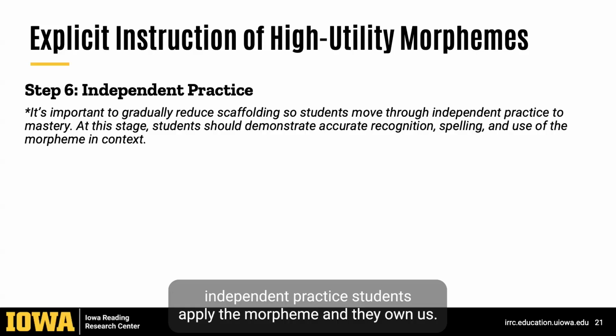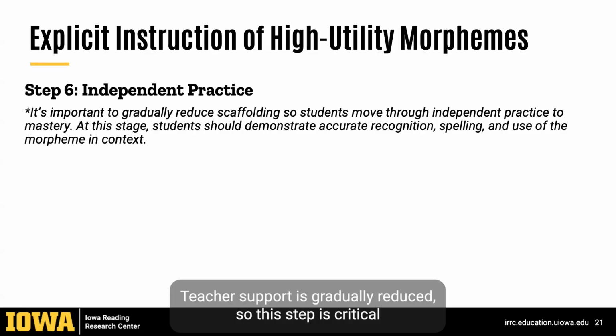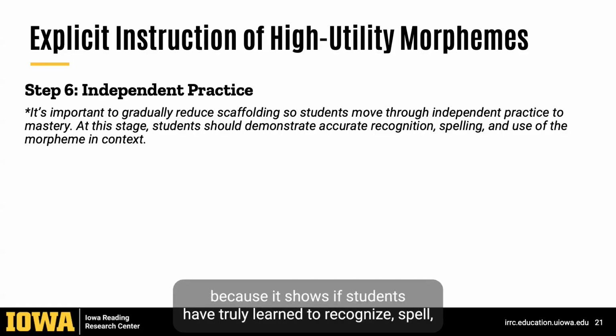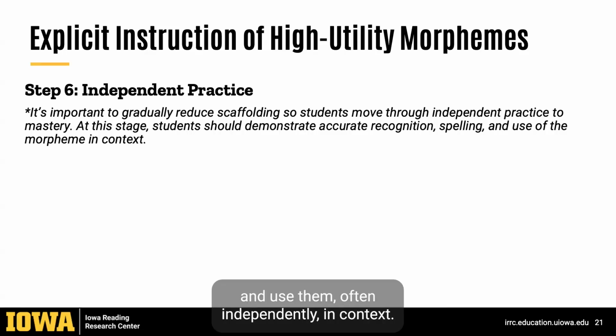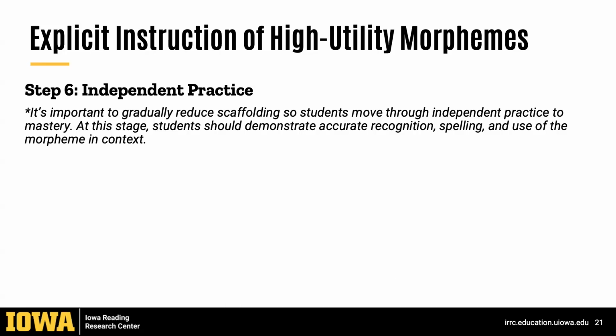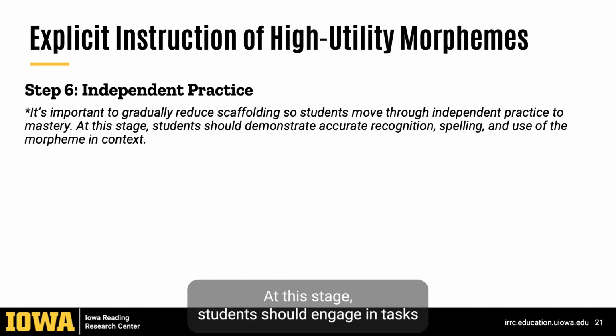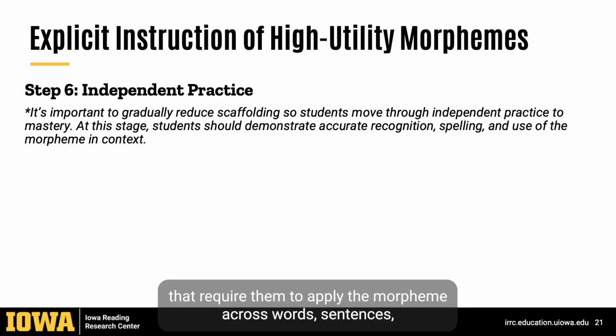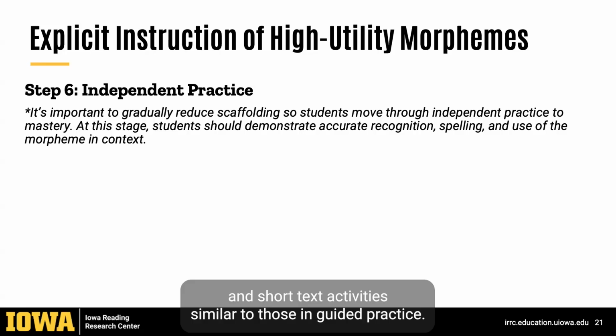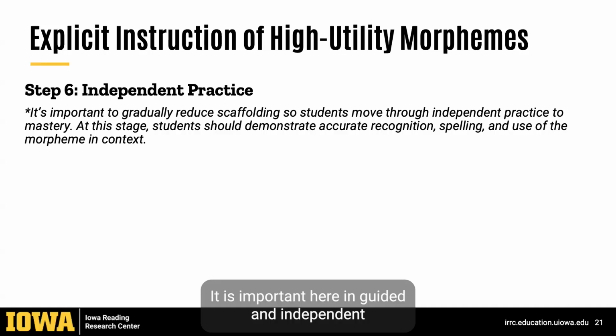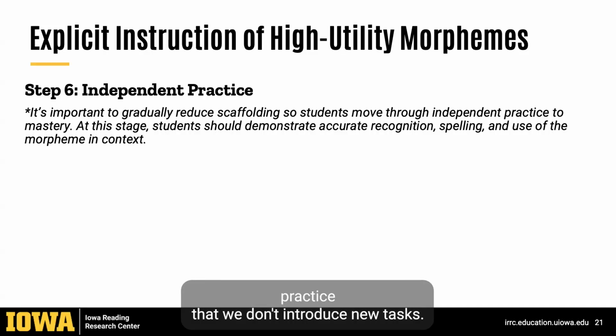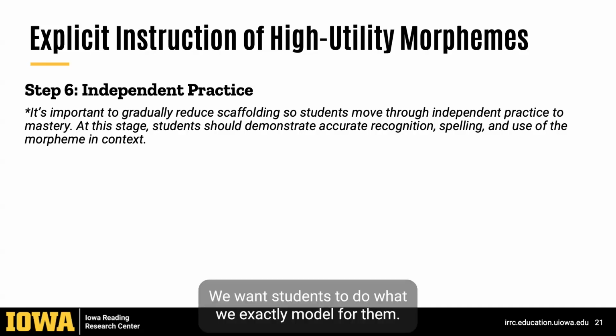In the last step, independent practice, students apply the morpheme on their own as teacher support is gradually reduced. This step is critical because it shows if students have truly learned to recognize, spell, and use the morpheme independently in context. At this stage, students should engage in tasks that require them to apply the morpheme across words, sentences, and short text, activities similar to those in guided practice. It is important here in guided and independent practice that we don't introduce new tasks. We want students to do exactly what we model for them.